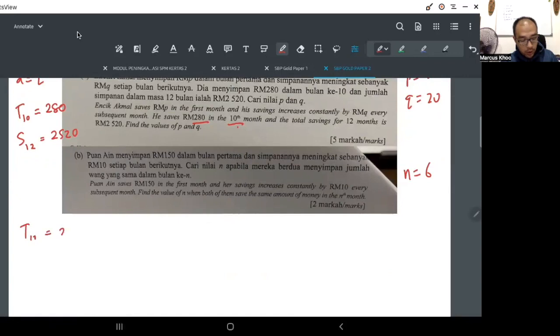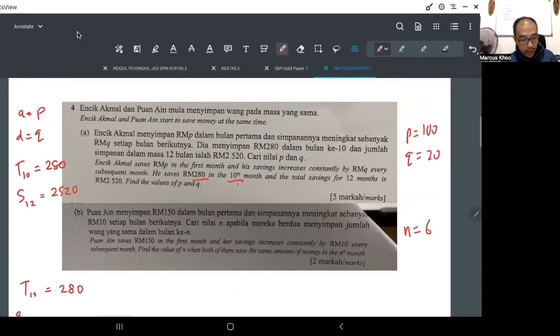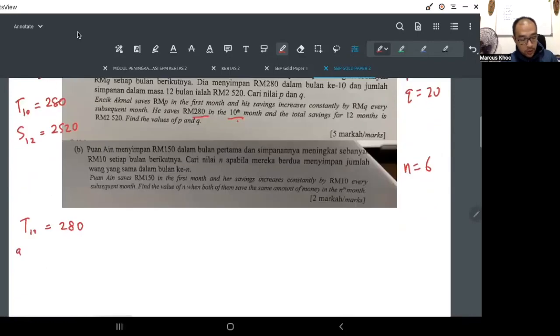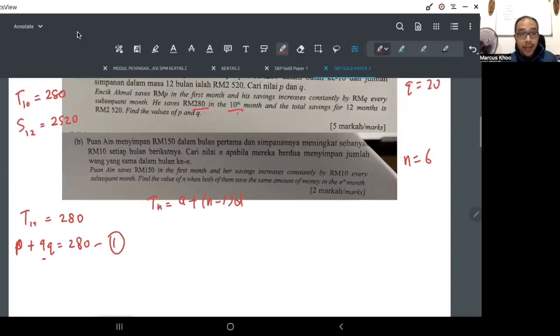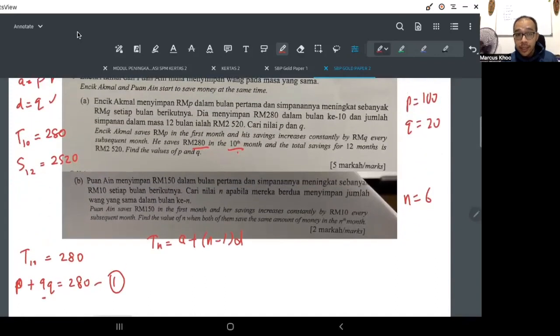So you can actually form the 2 equations from there. T10 equals to 280. So our A is what? Our A is P, our D is Q, right? So P plus 9Q equals to 280 is our first one. I'm taking this from the formula Tn equals to A plus n minus 1 d. So since T10, my n minus 1 will be 9. P is my A and Q is my D.